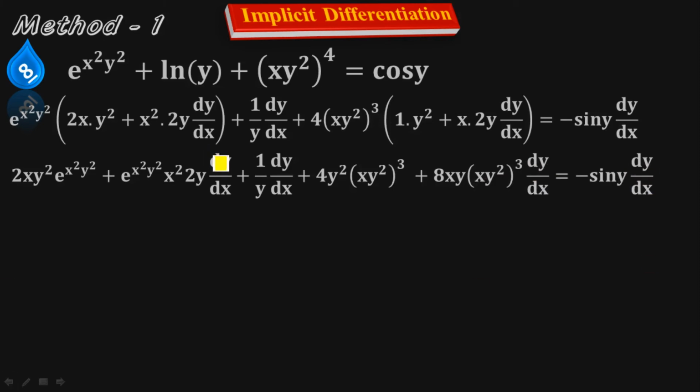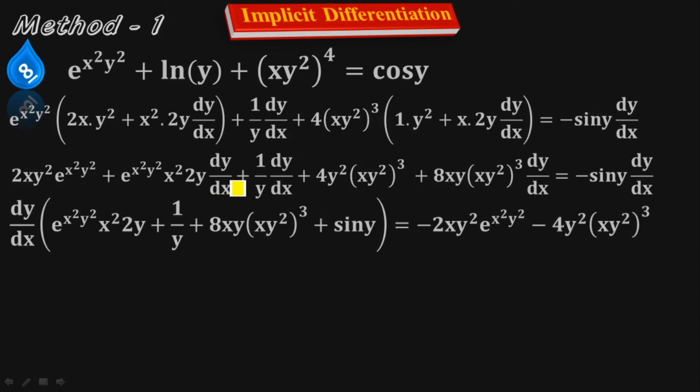At how many places do I have dy/dx? I have dy/dx here for this term, here, and then here, here. At 4 places I have dy/dx. I'm going to take dy/dx common from these 4 places, and my new expression will be in this shape.